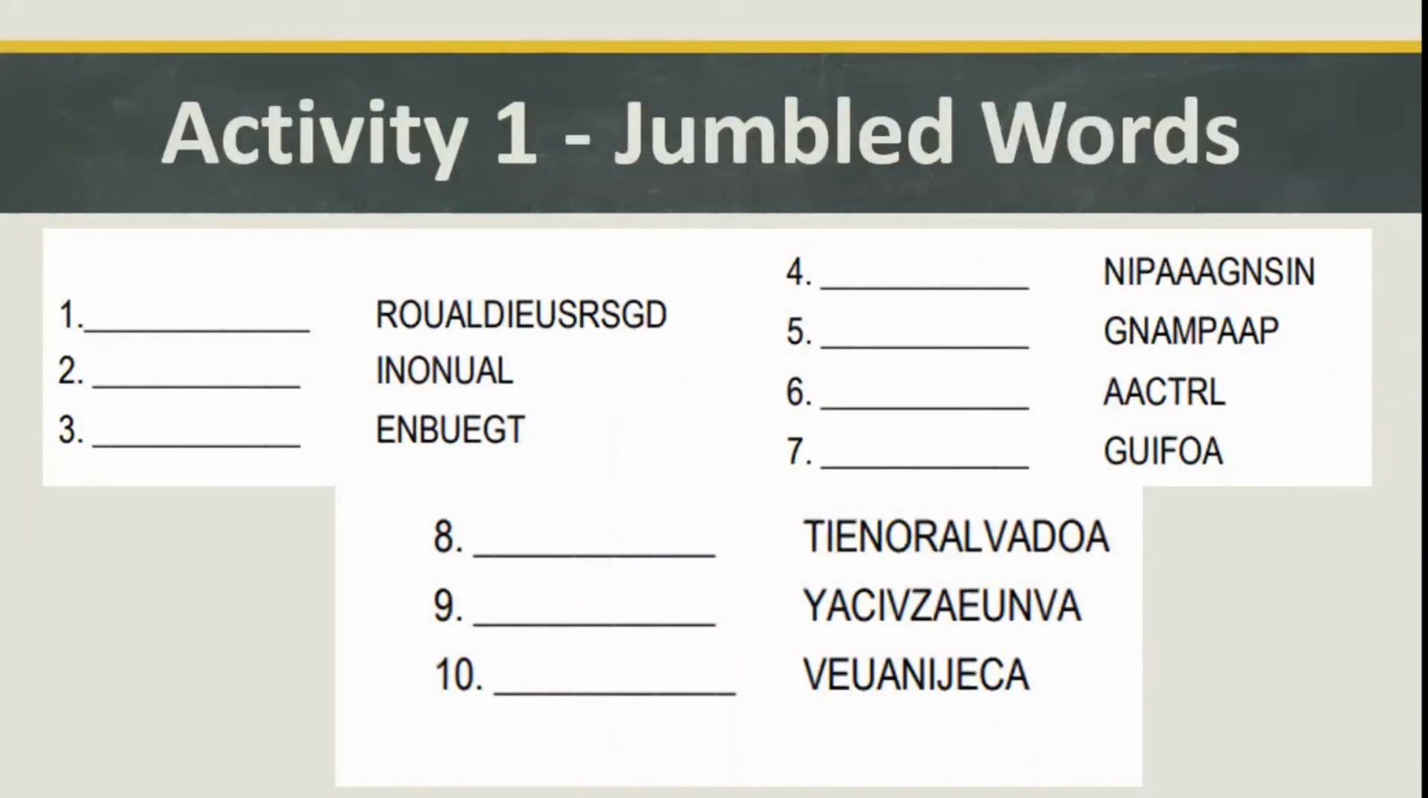So as you can see on your LAS, or learning activity sheet, the first activity that you need to do, there will be jumbled words. The instruction given to you is to arrange the letters to form the correct word, which is related to our topic. So there are 10 items. You need to arrange these letters to form words which are related to our lesson.